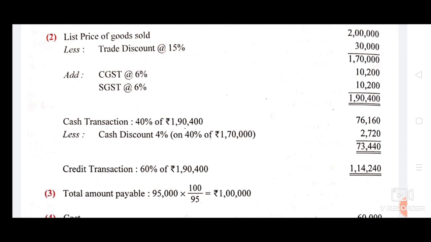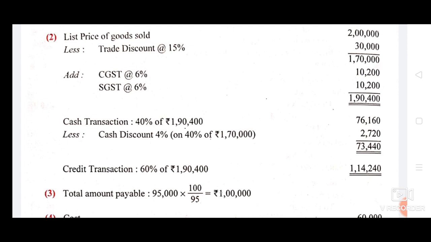Less 15% trade discount, which is 15% of 2 lakhs, that is 30,000. So sales price is 1,70,000 total sales price. On that we have added 6% CGST and 6% SGST, that is 10,200, 10,200. So total amount receivable is 1,90,400 from the customer.